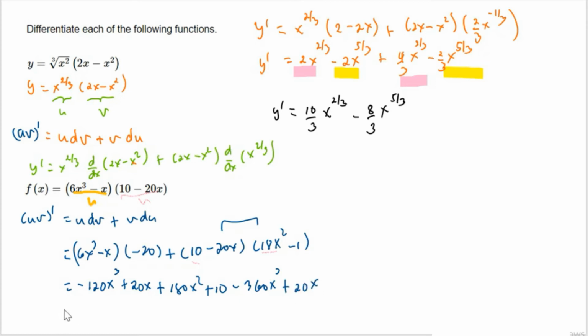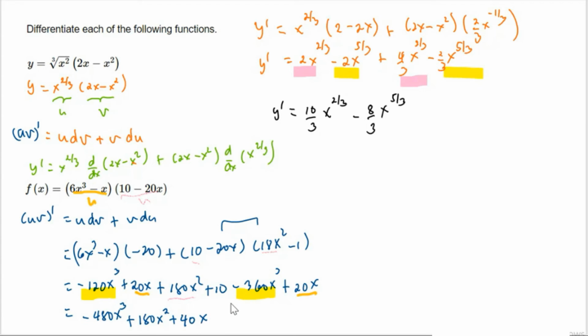Now, after that, we are going to combine like terms. In terms of x cubed, we have negative 120x cubed and negative 360x cubed. So it gives us the sum of negative 480x cubed. Now, in terms of x squared, we have 180x squared. That's the only one, so we just copy. We have plus 180x squared. Now, in terms of x, we have 20x here and the other 20x. Therefore, the sum is 40x.